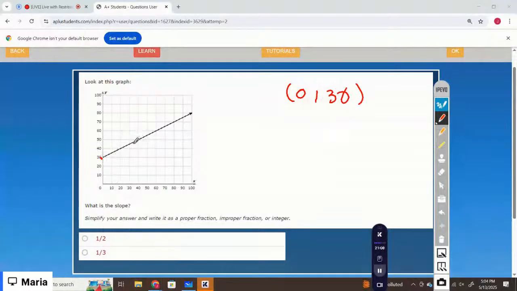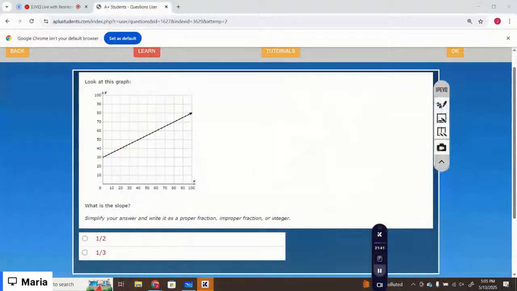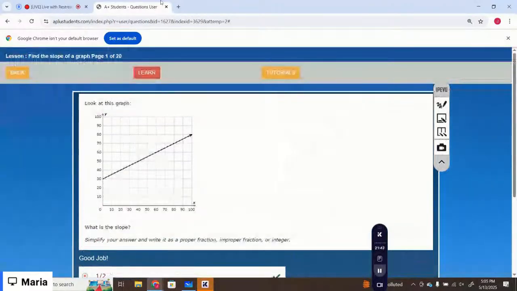Here is the second point. The coordinates of this point are 20 and 40. X is 20, y is 40. So you can calculate the slope by change in y, 40 minus 30, divided by 20 minus 0. That is 10 over 20 or 1 by 2. So the slope of this graph is 1 by 2. Option number 1 is the correct option.